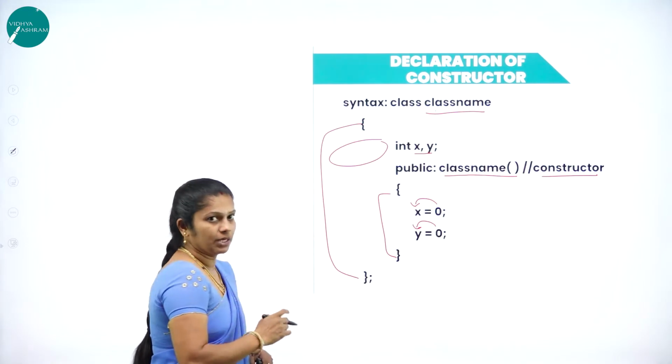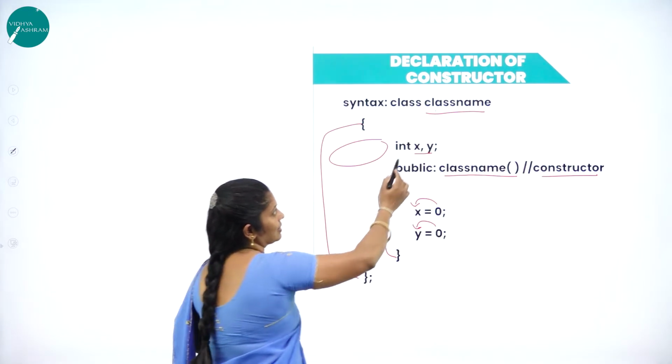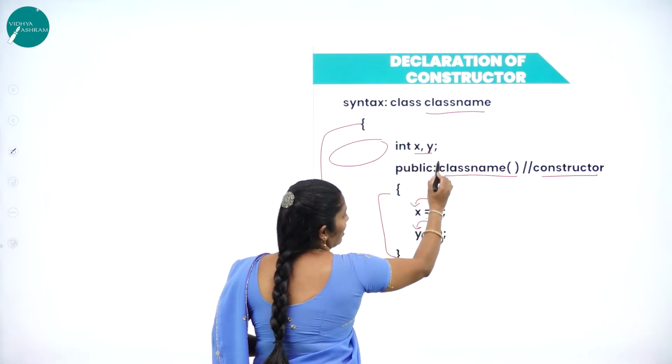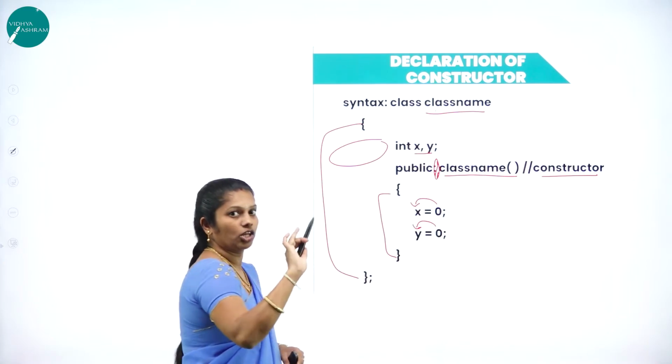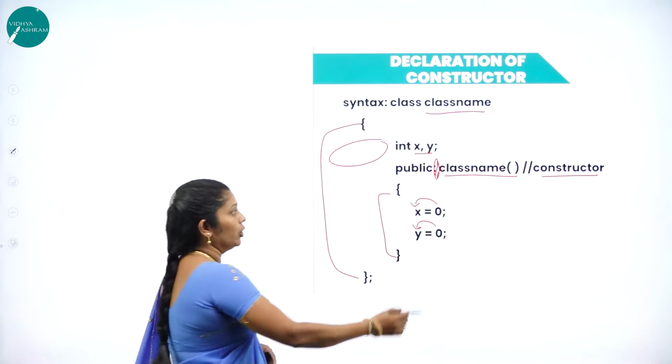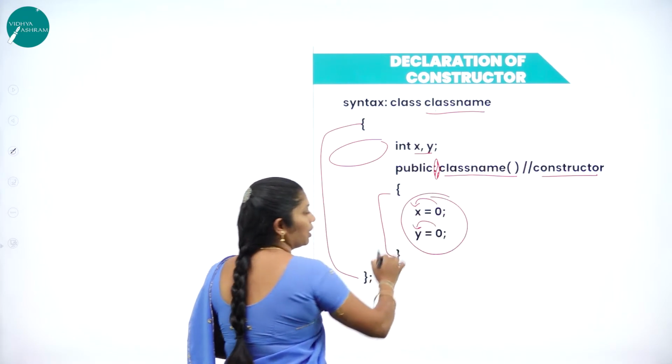Whereas here, if you observe, the main thing is that the class name as well as the function name are the same. Here it does not have any written type specifier, not even a word. In the public section it has to be declared. Only initialization we can perform.